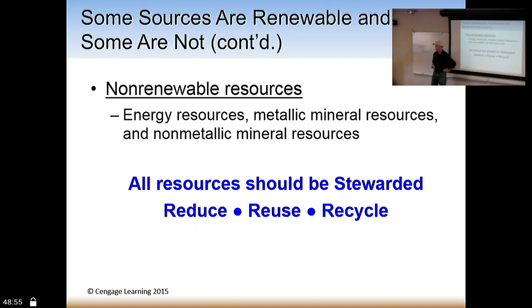Okay? Non-renewable resources, energy resources, the fossil fuels, metallic mineral resources, non-metallic mineral resources, and one of the ways, not the only way, we build things that last, have a long life cycle, but we can also reduce, reuse, and recycle our use of those non-renewable things, which also means we can practice conservation.